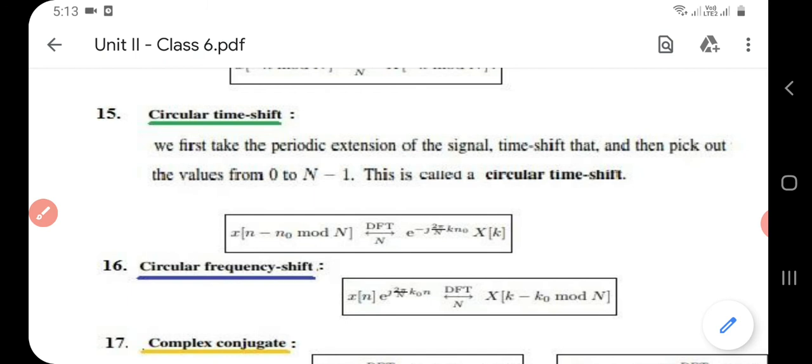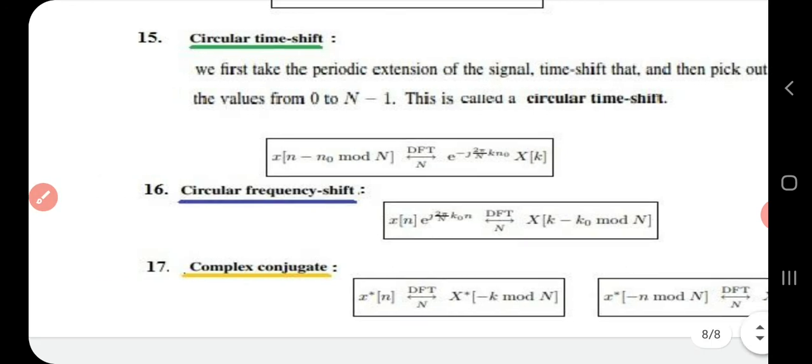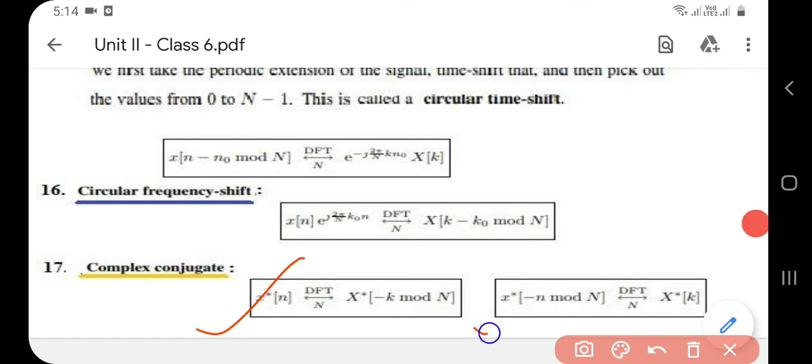Okay, next last one is circular frequency shift. Here we have got only this expression. Then about complex conjugate, there are two ways of writing the complex conjugate of a discrete sequence x of n. See here, it is x of n, the complex conjugate. This is one form, and this is another form. So these two are very much applicable, especially in circular symmetries. So just study the expression.